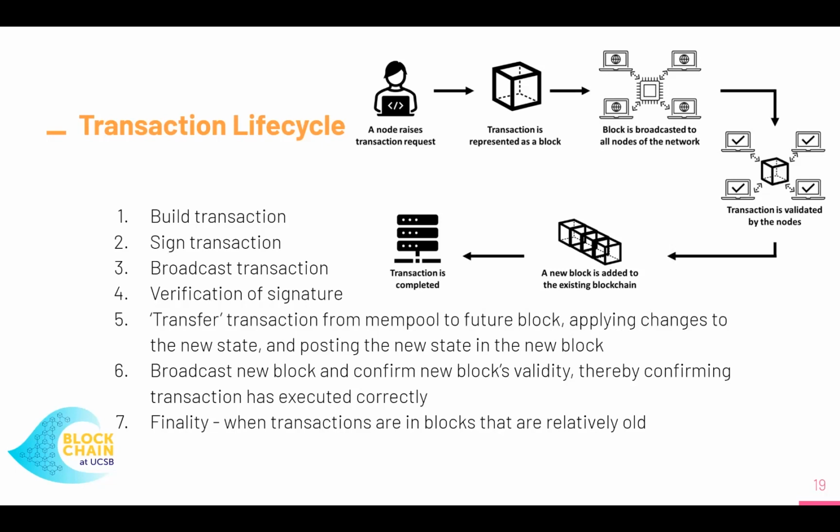So again, just to run through this again, because it's one of the key concepts for today. First, we build the transaction, which is figuring out the data: who it's going to, who it's coming from, the value, what it's made of. Once we know that, we sign that transaction using our private key. That signed transaction now gets broadcasted out to this network where it will be verified. And when that verification occurs, we move from this mempool, this pool of data in the decentralized network, to a future block space, applying changes to the new block, which then gets posted in the new state as a new block.